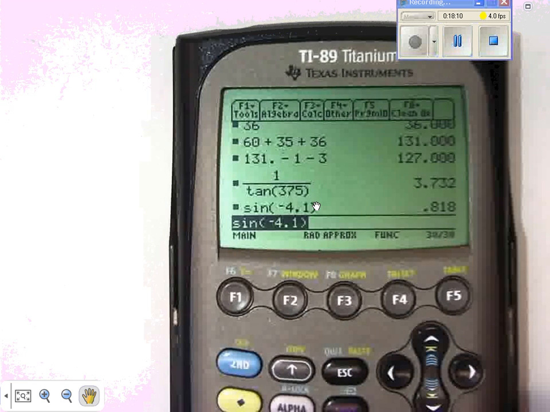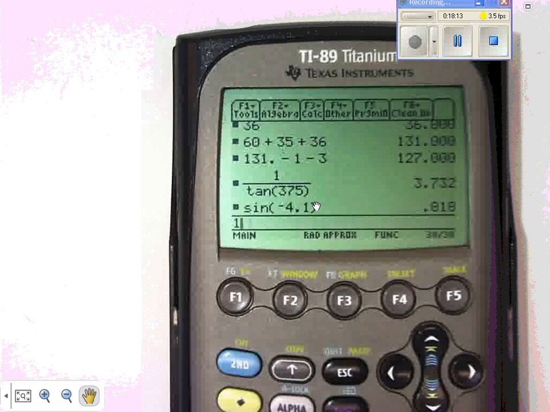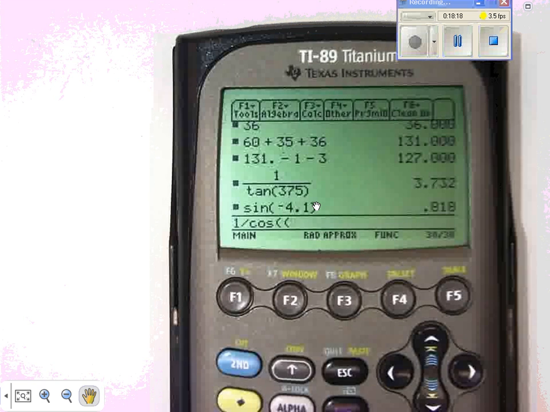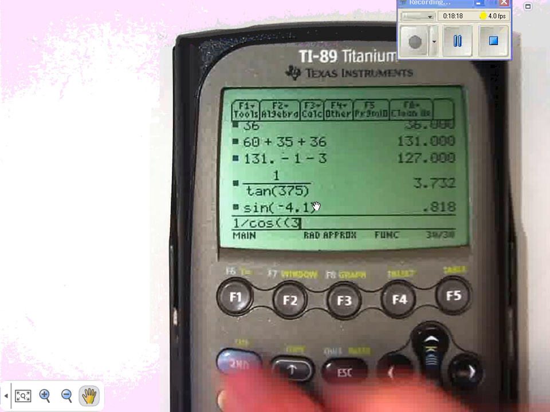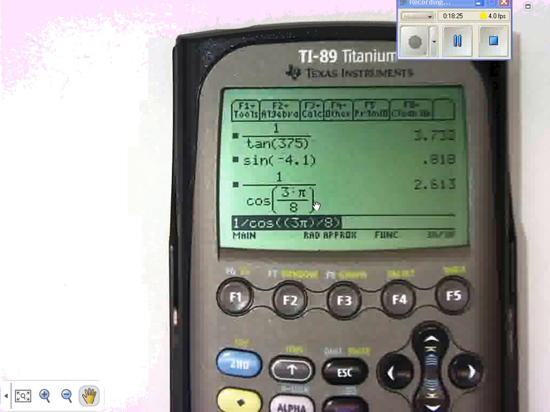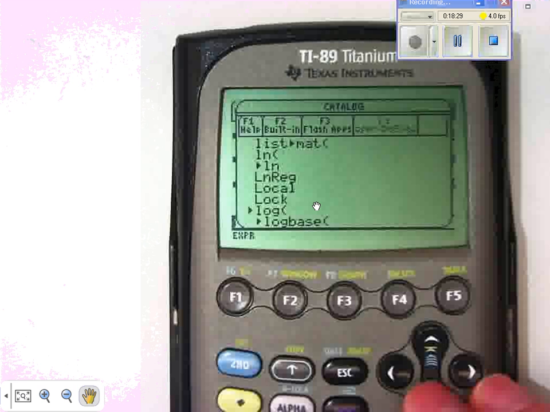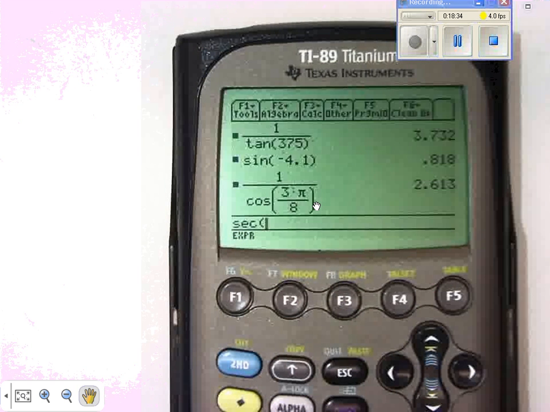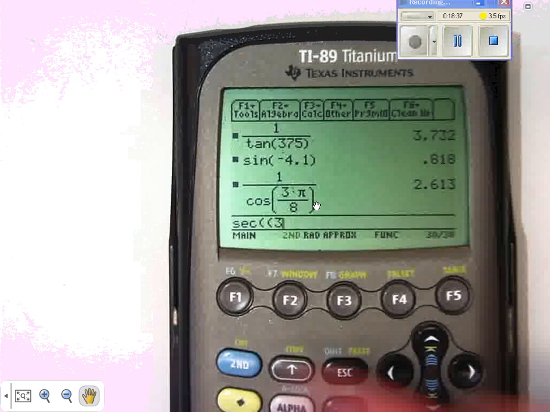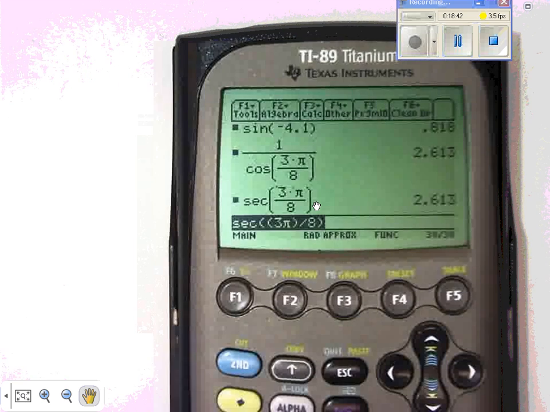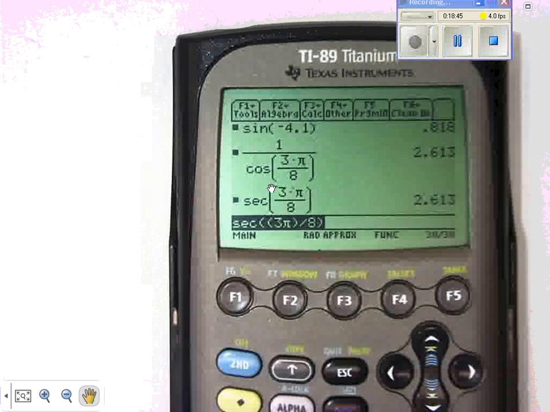Okay, and finally the secant's 1 over the cosine. 1 over the cosine, and then I got 3 pi eighths is 2.613. Okay, and you could have also gone secant, so you could go catalog with that, secant, and again punch in that 3 pi eighths, 2.613. Okay, same thing.